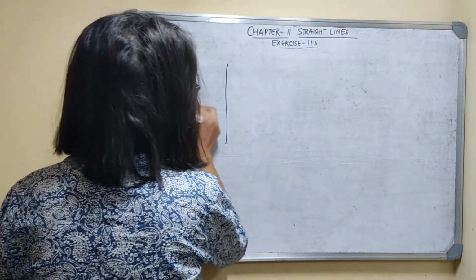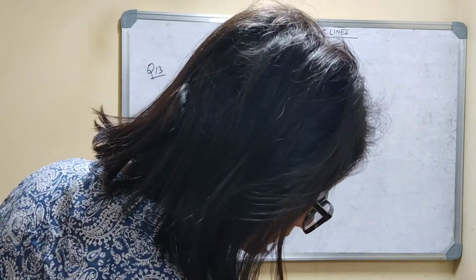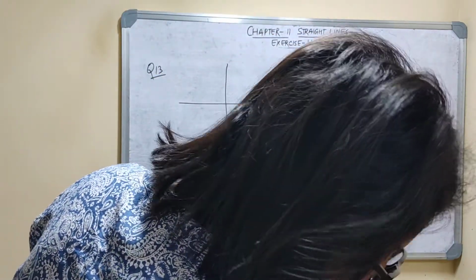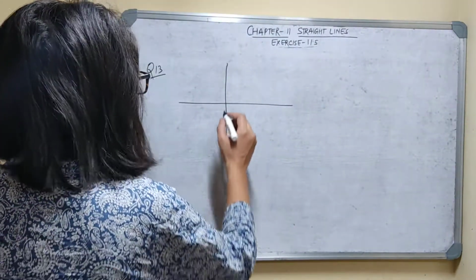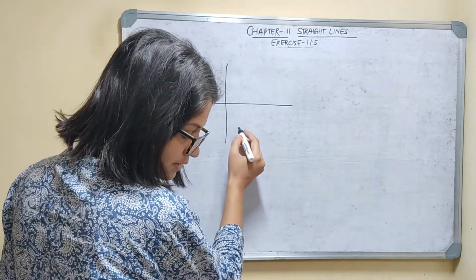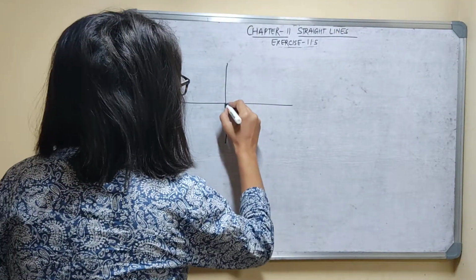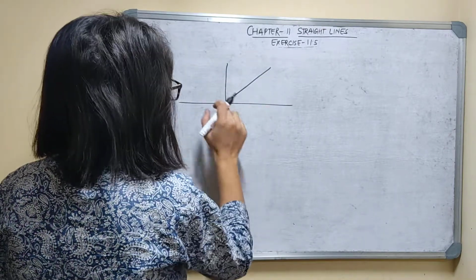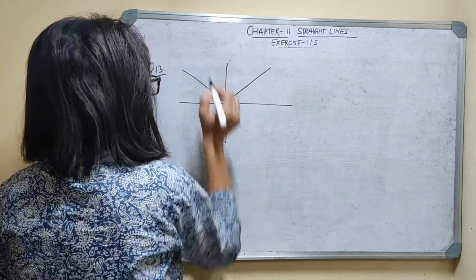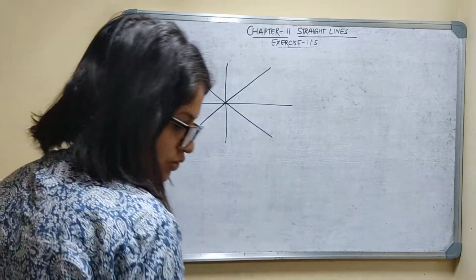This is the coordinate axis. Is it clear? Now, the bisector of the angles between the coordinate axes. So this bisector can be on this side. This is a bisector of these two coordinate axes. It can be this side also, or it can be this side also.